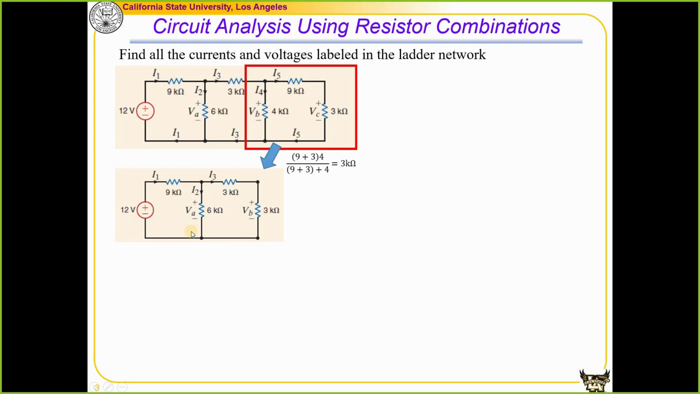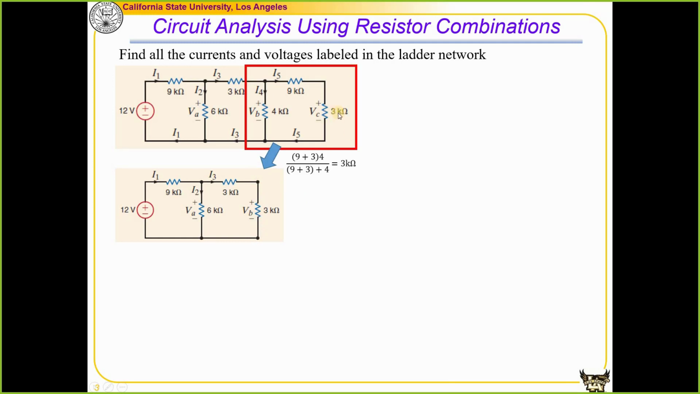This problem seems a little bit easier compared to the previous one to solve for some unknowns. Because these two problems are equivalent, this I1 is still the same I1 over there, and this VA is the same as VA over there. This I3 is the same as I3 over there. This VB is basically the voltage between these two nodes. That is the same voltage VB, because we didn't touch these two nodes. We just replaced all the rest connected to these two nodes by this 3K resistor.